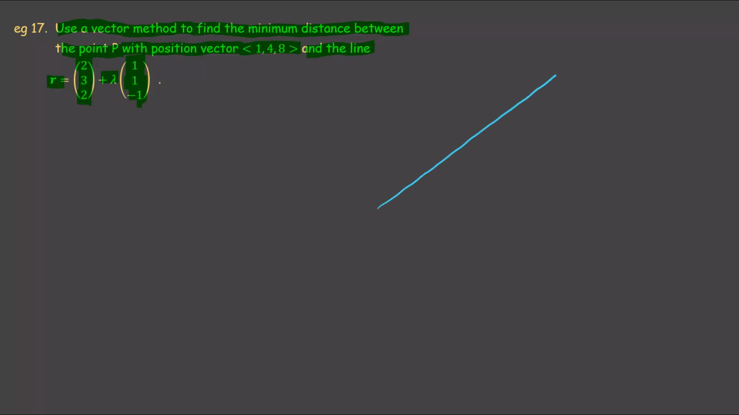So here's a line. And we've got a point here somewhere. Now we know that the direction of the line is (1, 1, negative 1). So this is our point P, and the coordinates there are (1, 4, 8). The point on the line, which I'll call Q, which is closest to P, is going to be where this is a right angle. So you're probably guessing by now that we're going to use a scalar product somewhere.